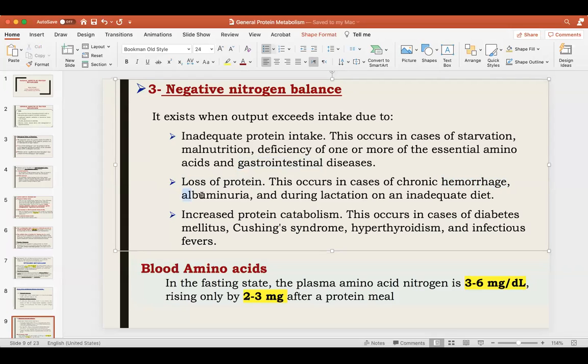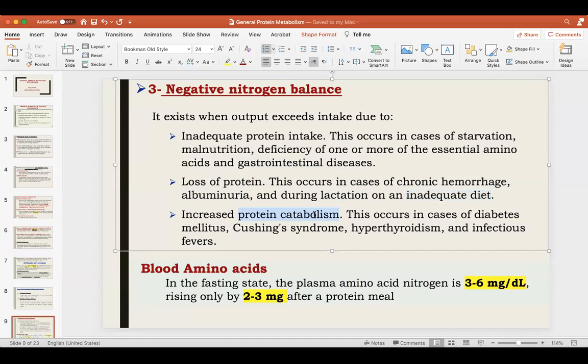Albuminuria means loss of albumin in the urine, a renal disease. During lactation, because the lactating female loses milk, and milk is a body protein. Okay, lactation on an inadequate diet, not every lactating female. A lactating female without a sufficient amount of protein in her diet.